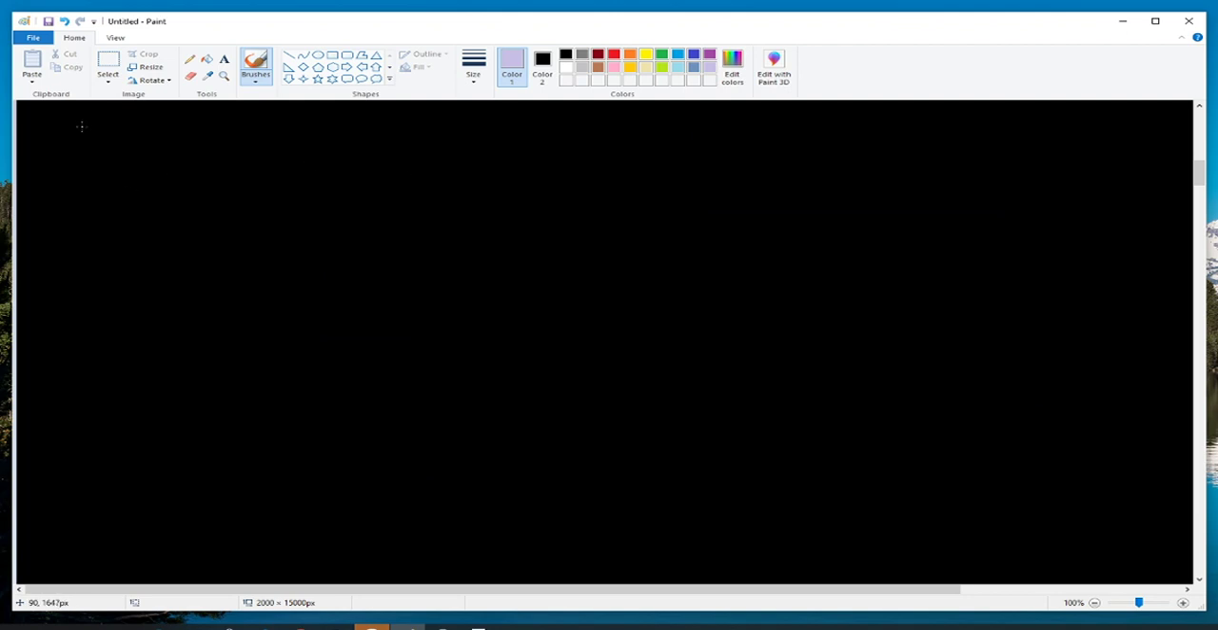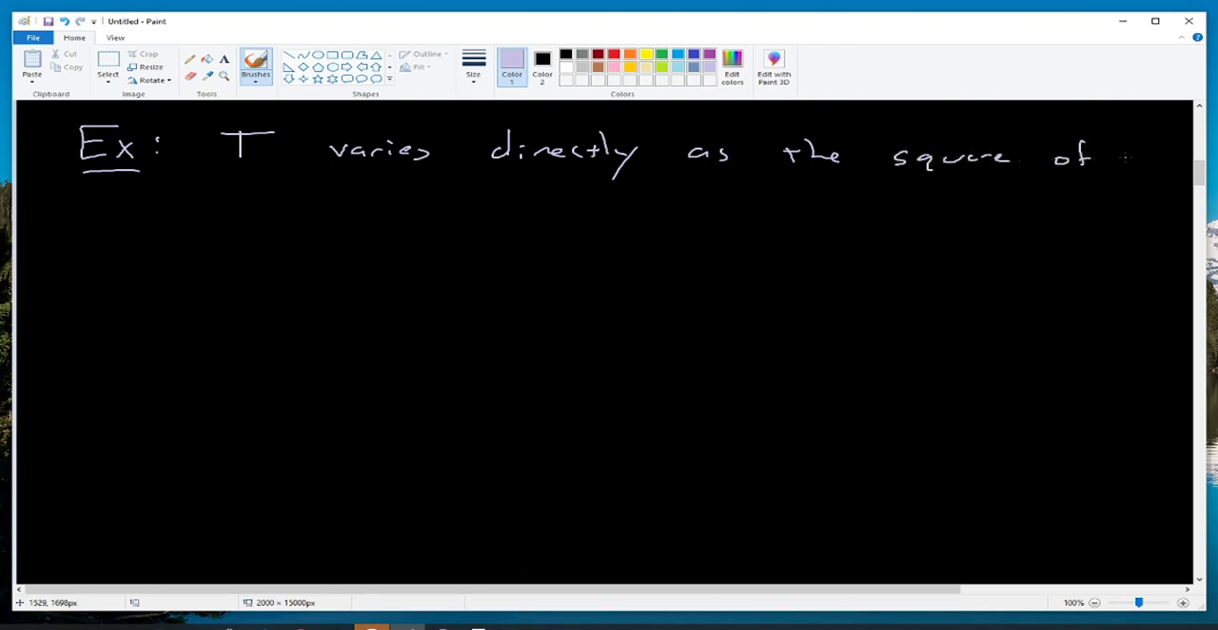So for this example, let's say t varies directly as the square of a. T equals 4 when a equals 10. Find t when a is 2.